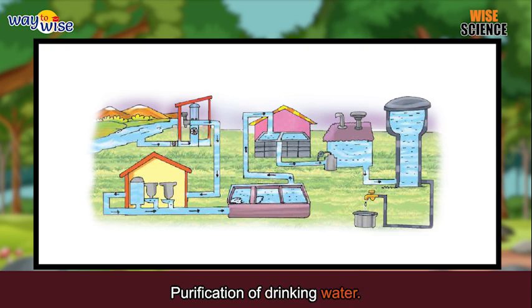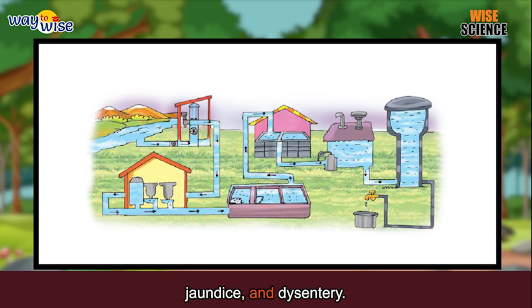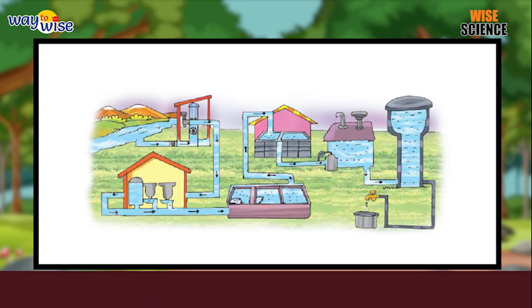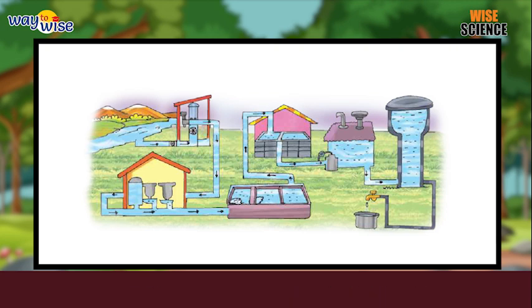Purification of drinking water. Drinking water contains germs, therefore it needs to be purified. Water may contain germs that can cause diseases such as cholera, jaundice, and dysentery. In large cities, water is purified first before supply. This purified and filtered water is sent to homes for domestic applications. Water is treated by sedimentation, filtration, and chlorination before it reaches our homes.